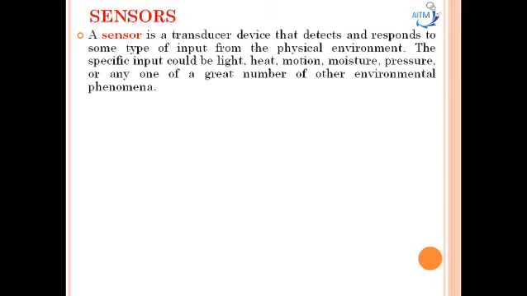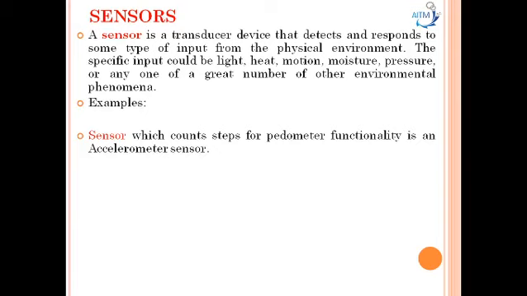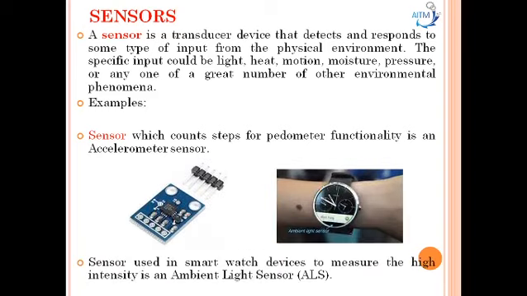Now we'll see some of the examples where exactly the sensors are used here. So in the first example, the sensor which is used in a pedometer. This sensor is called an accelerometer sensor, which counts the steps for the pedometer, as you can see in the picture. So this is the accelerometer sensor which is used in the pedometer functionality.